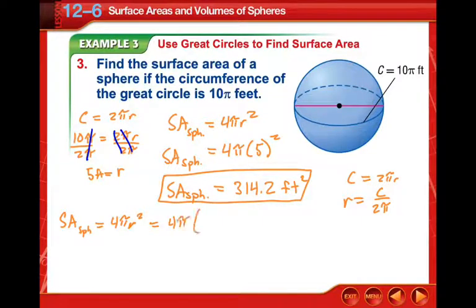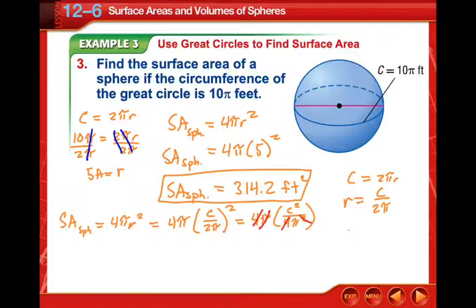4 pi times our new formula for the radius, circumference over 2 pi, squared. So that would mean we square everything inside that parentheses. So 4 pi times circumference squared over 2 squared, which is 4, and pi squared. So now we can simplify some things. We've got a 4 outside and a 4 on the denominator. Those will go away. And 1 pi on the outside and 1 pi underneath go away.